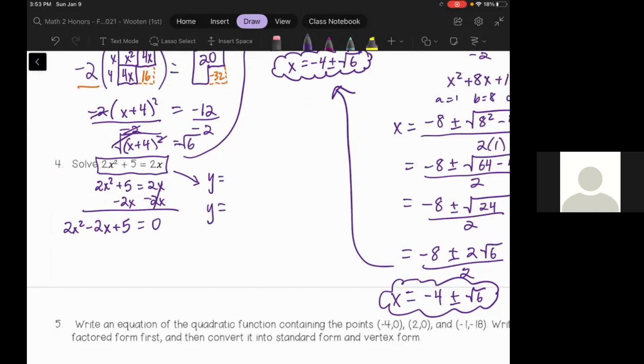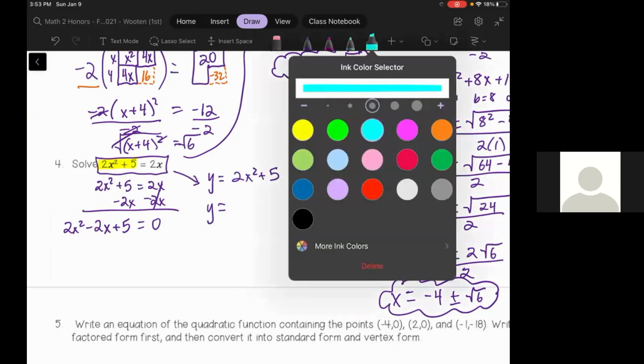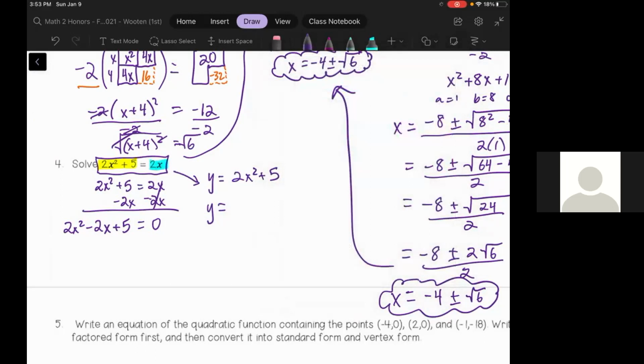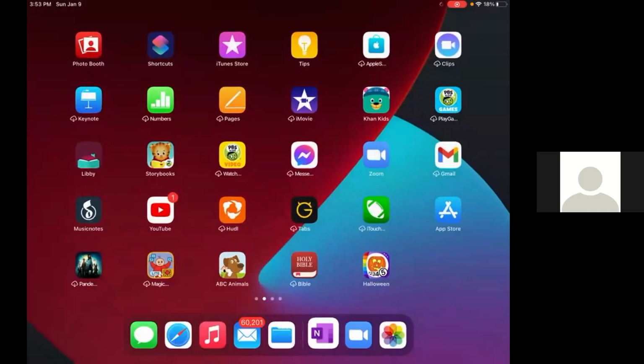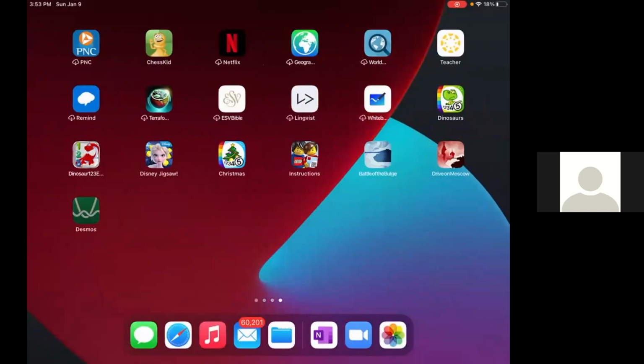The way we do that is we take the left side, 2x squared plus 5, and we make a y equals 2x squared plus 5 equation. And then we take the right side, which in this case is 2x, and we just make a y equals 2x equation. So I'm just going to graph this and see what I get.